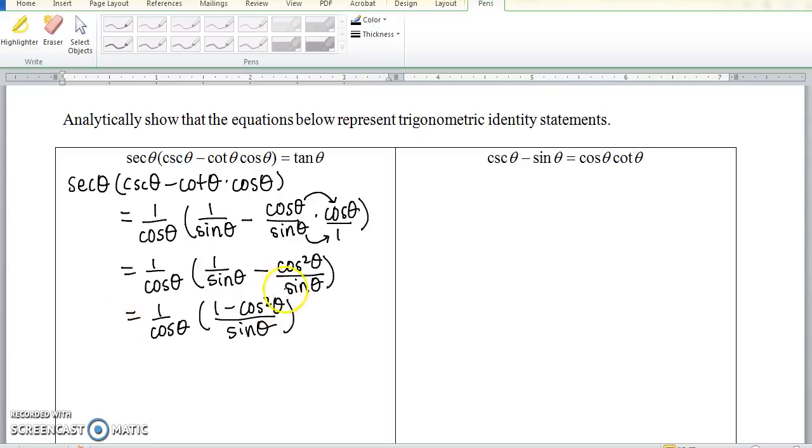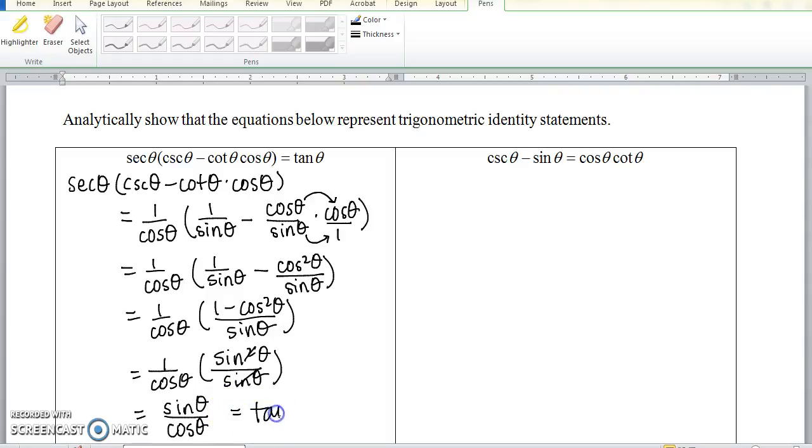All right. So there's that identity we used before, 1 minus cosine squared theta. That's equal to sine squared of theta, and that's all over sine of theta. At this point, you can cancel out one of the sines. So you have 1 over cosine of theta, and then you just have one sine of theta left. So you have sine of theta divided by cosine theta when you multiply those two together. And that's equal to tangent of theta, which is what we were trying to get to. So that checks out.